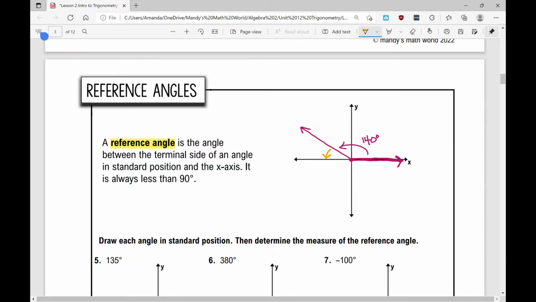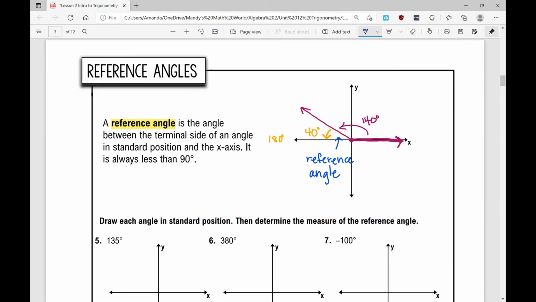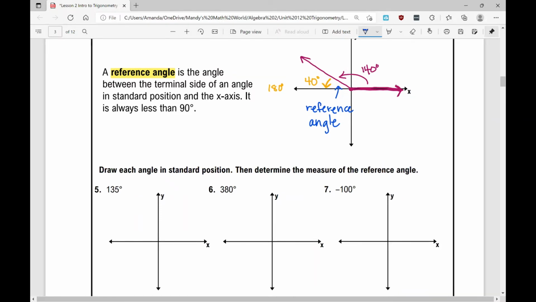So 140 degrees, well, I need how many more to get to 180 degrees? I know this is 180 degrees. I need 40 more. This reference angle right here is 40 degrees. That right there, and I'm going to draw it in a different color. This angle measure is your reference angle, and it's always less than 90 degrees. So, you know, let's do some examples. Numbers 5 through 7.